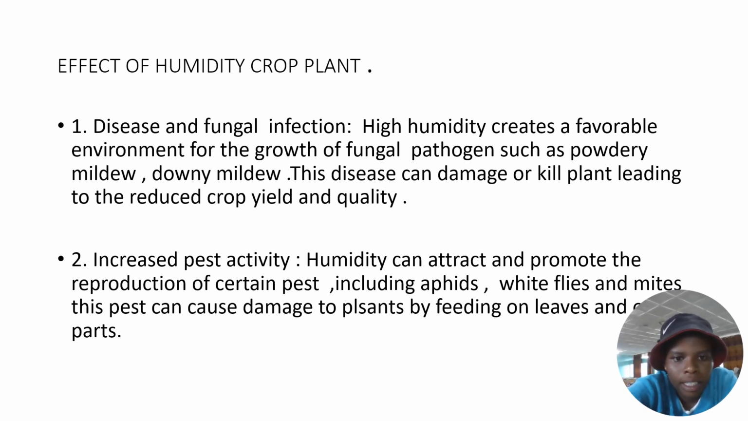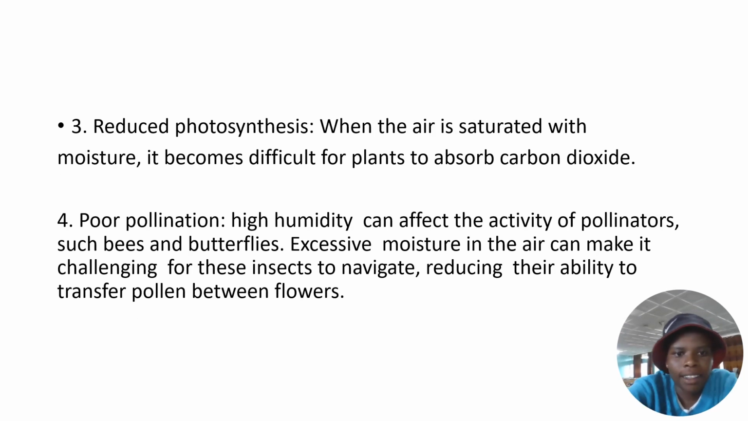The second one is increased pest activity. Humidity can attract and promote the reproduction of certain pests, including whiteflies and moths. These pests can cause damage to the plant by feeding on leaves and other parts of the plant. Another effect is reduced photosynthesis. As we know, photosynthesis is the process by which green plants use sunlight to make their own food. When the air is saturated with moisture, it becomes difficult for plants to absorb carbon dioxide.